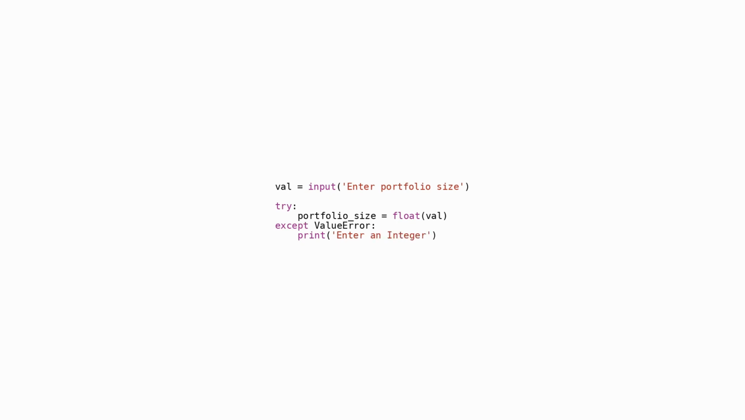The code includes a try-except block. If the conversion fails, indicating that the user did not enter a valid numerical value, a message is printed out prompting the user to enter an integer.